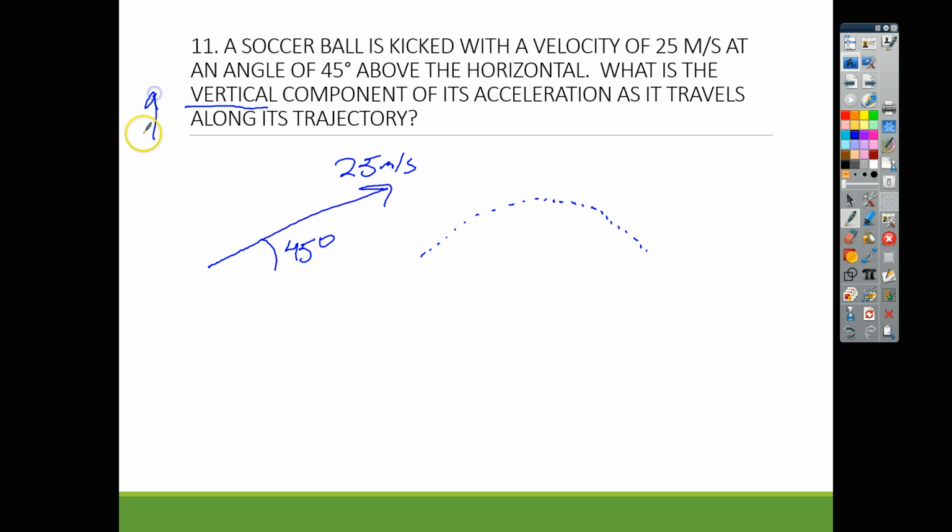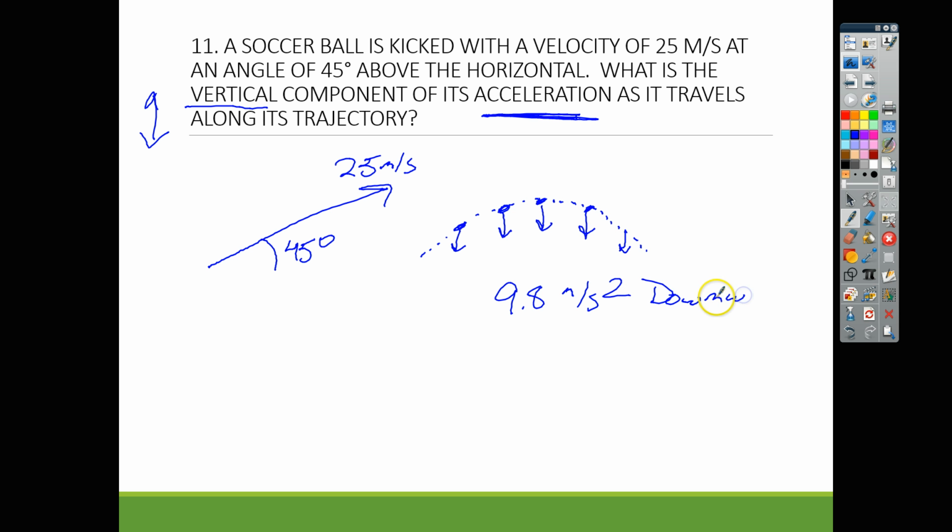So remember, vertical is up and down of its acceleration. So we're not talking about speed here. So really, this is just to throw you off. And remember, no matter where the ball is, its acceleration is always downward, 10 meters per second squared. So for this one, your answer should be 9.8 meters per second squared, and that is downward. D-O-W-N-W-A-R-D. And that is the answer to number 11.